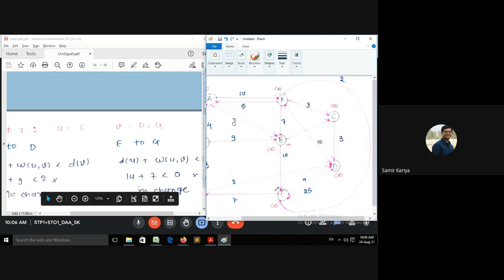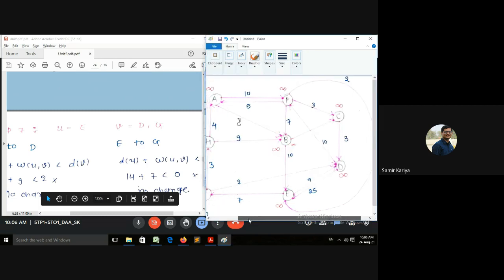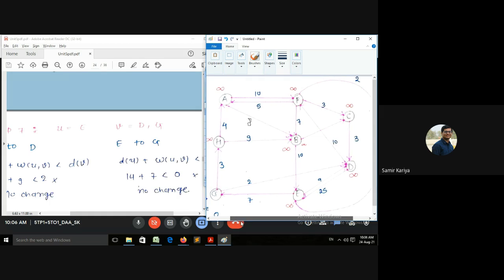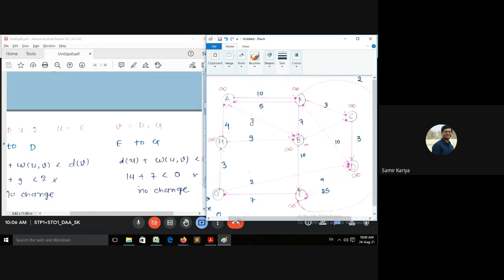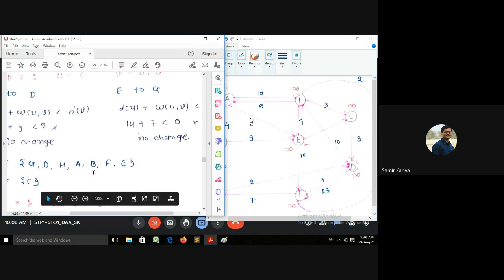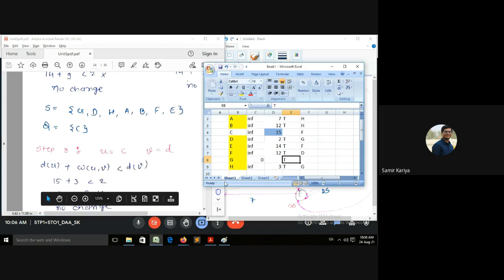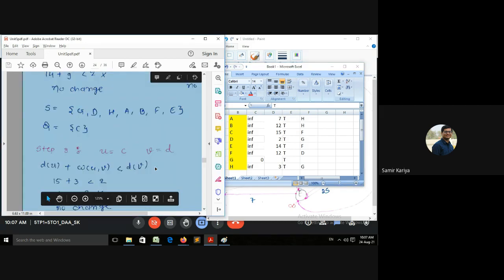Now E. Which are the direct edges from E? E to D, but D is already selected. D to G, G is also selected, meaning that's the source. So no update, nothing changes. And the last option: select the last remaining node, that's C. And again check. But all the nodes are already selected, so no update obviously. And this is the final answer. Let's compare here.